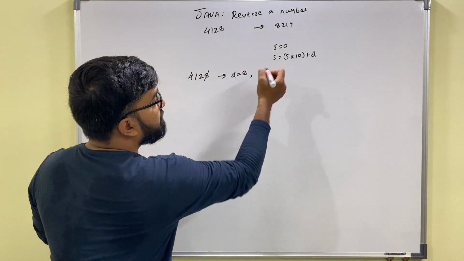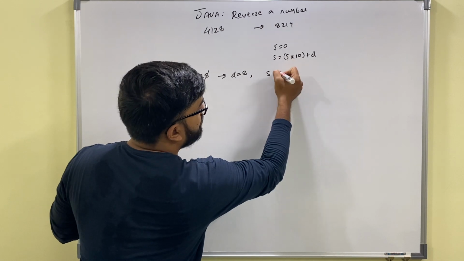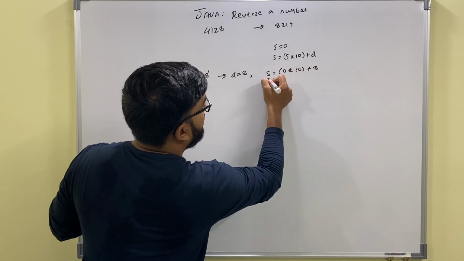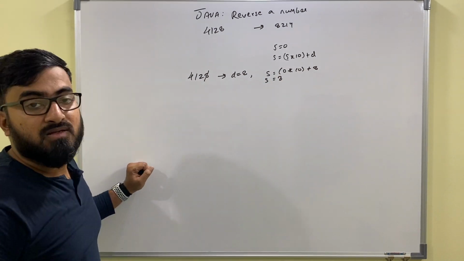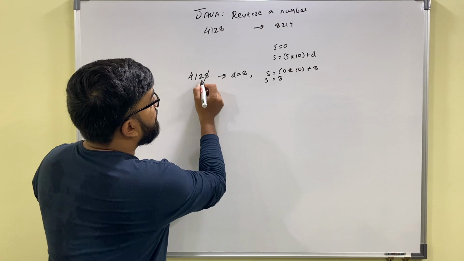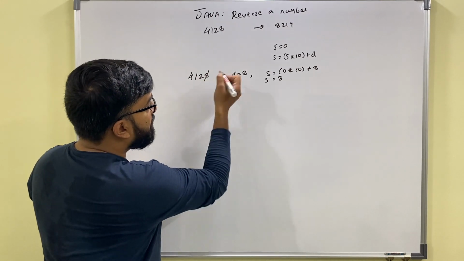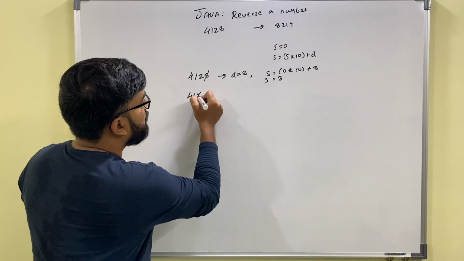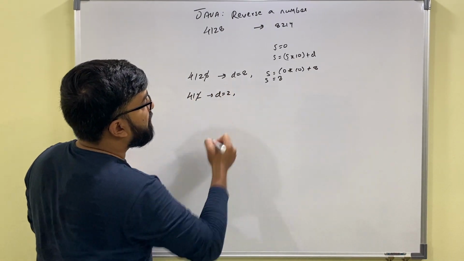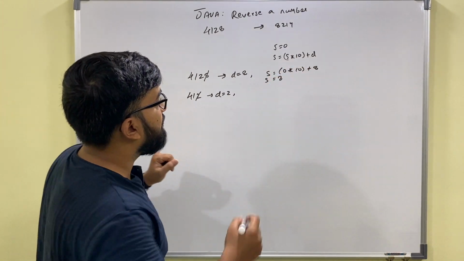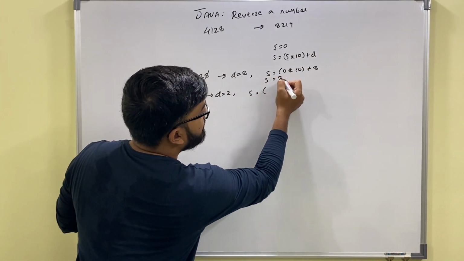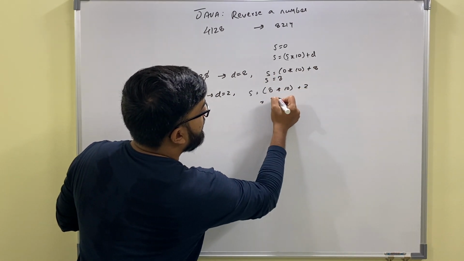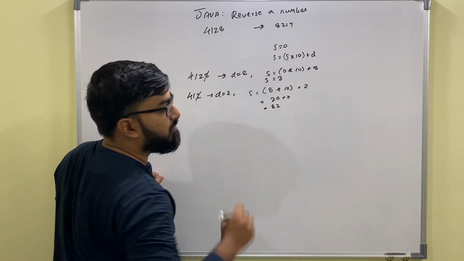Okay, you put d in this formula, you get s equal to, s was 0, 0 into 10 plus d is 8 now, so you get s equal to 8. Alright, we use this digit from the right hand side and then we remove it, so we get 412. Again, using the next digit, we use 2. We plug 2 in this formula as d, so s equal to s into 10, s is now 8, 8 into 10 plus d is now 2, so we get 80 plus 2 equal to 82.